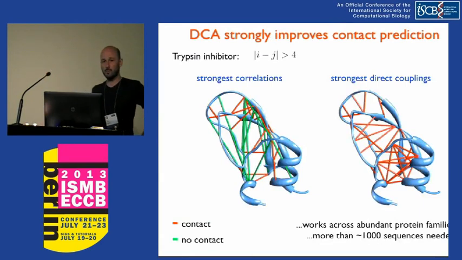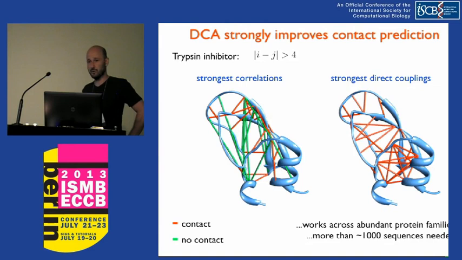What is common to these methods is basically that they strongly improve contact prediction compared to correlation. Here I give just one example, the trypsin inhibitor. I show the 30 most strongly correlated pairs on the left and the most strongly coupled pairs on the right, and I colored them green if they are not in contact and red if they are in contact, and you see direct couplings are better.